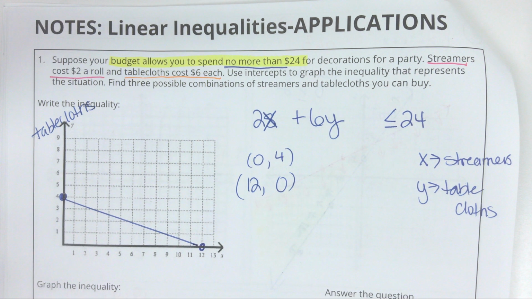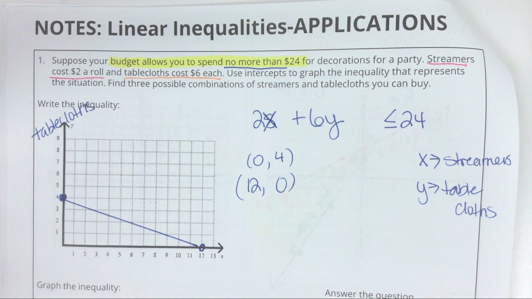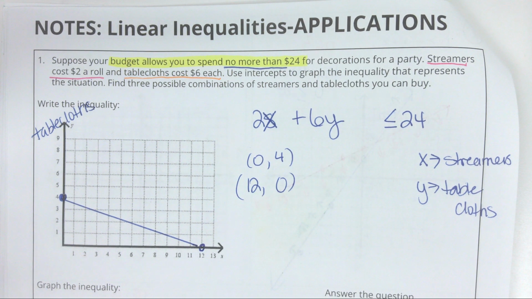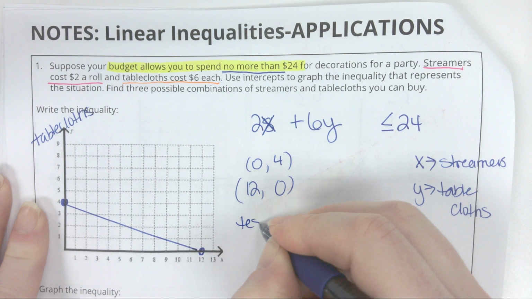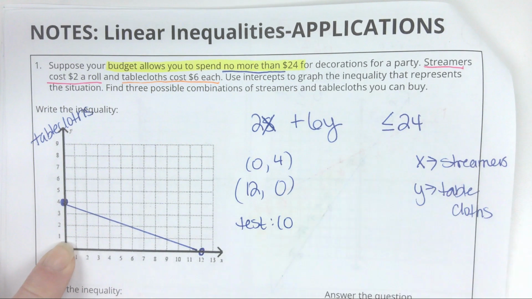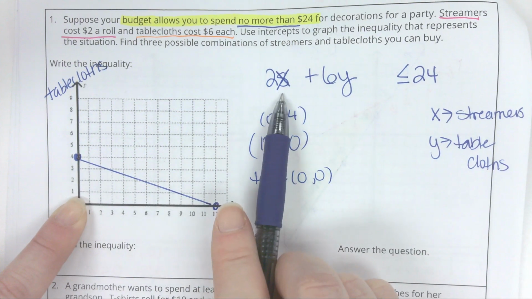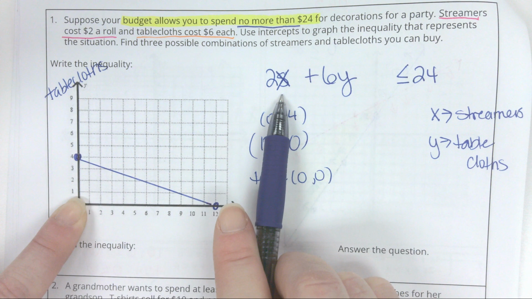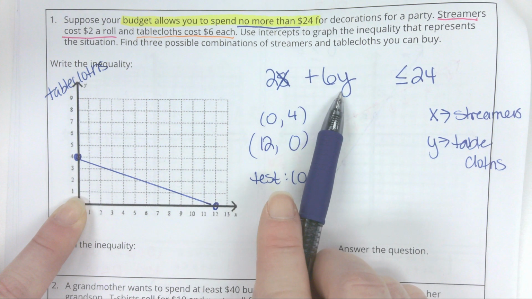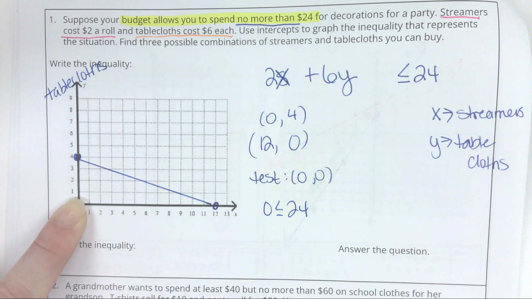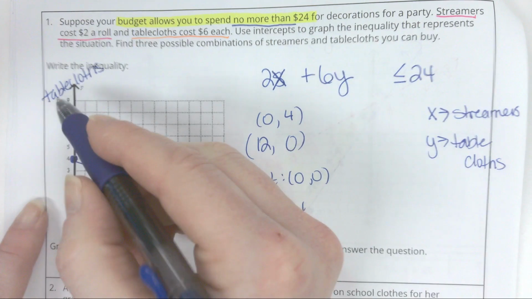We're still testing a point. Just kind of think common sense. If you have to stay below 24, doesn't it common sense wise make sense you're going to probably stay below the line? But let's still test our point. If I tested the point 0, 0, which is right here, it's below the line, and I put it in, 2 times 0 plus 6 times 0 is 0. We get 0 is less than or equal to 24, and that is true. So that means the solutions are below this line.